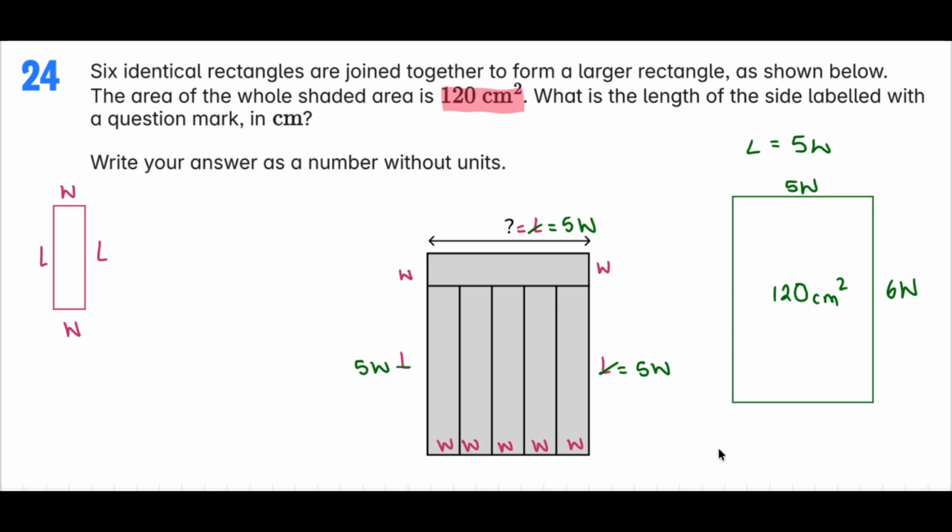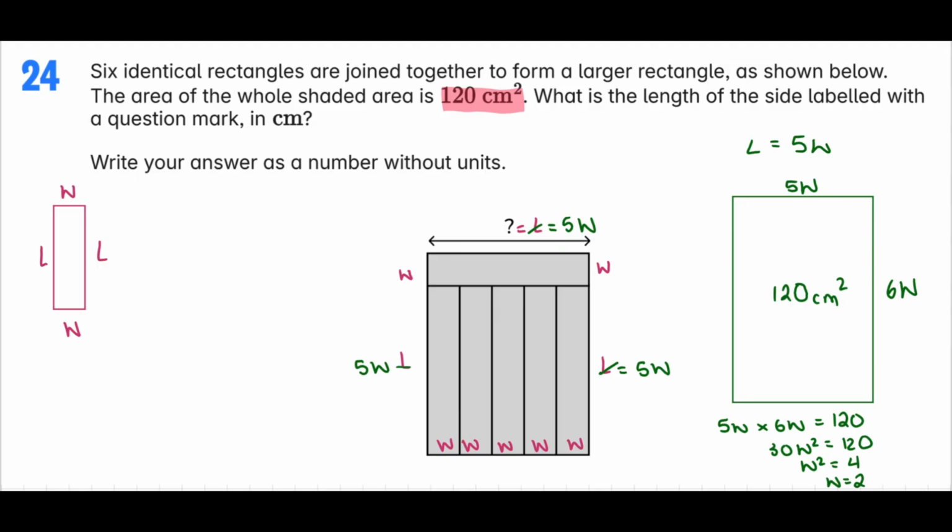Now, to calculate the area of a rectangle, we do width times length. So we are going to do 5W multiplied by 6W, and that answer would equal 120. Now, 5 times 6 is 30, and W times W is W squared, and that equals 120. We're going to divide both sides by 30, so W squared would equal 4. And then we're going to take our square root of both sides, so W would equal 2.